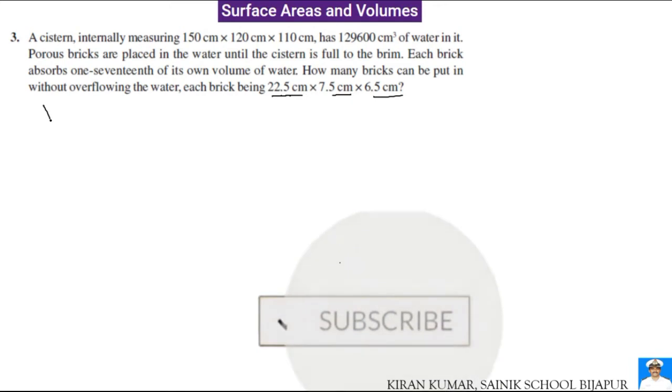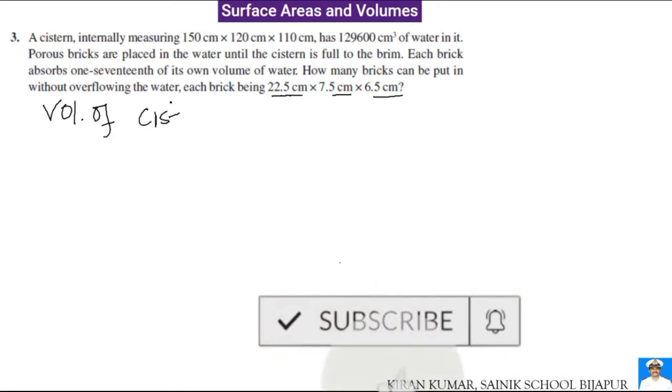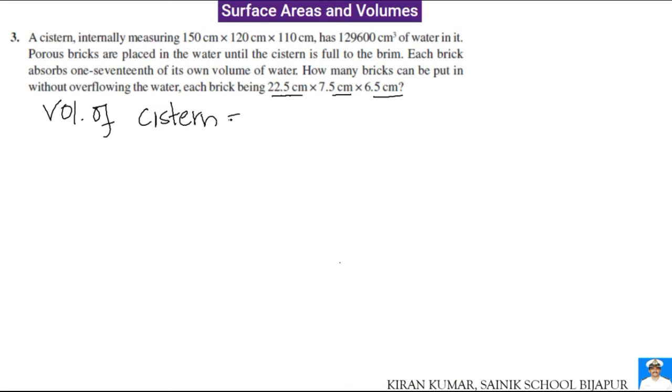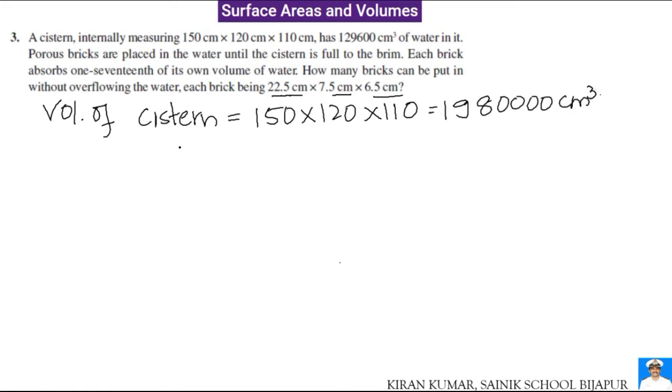Here, the volume of the cistern will be equal to 150 into 120 into 110. We get it as 198,440 centimeter cube. This is the volume of the cistern.